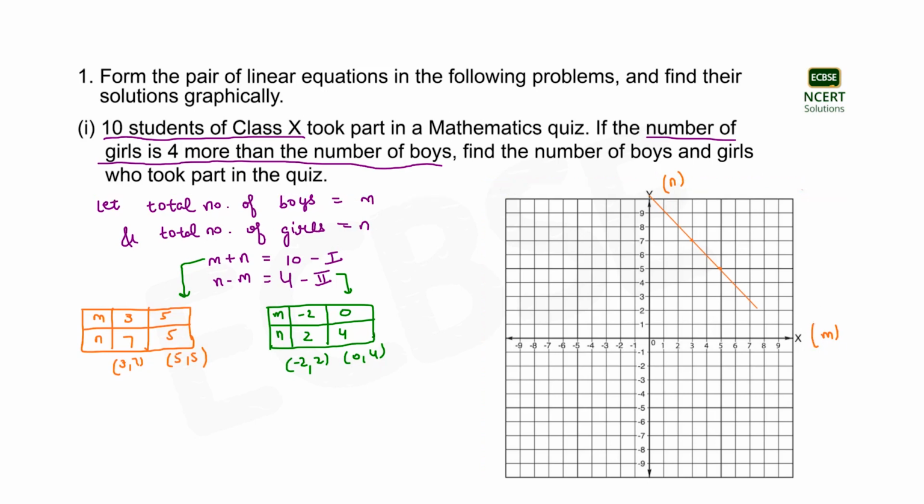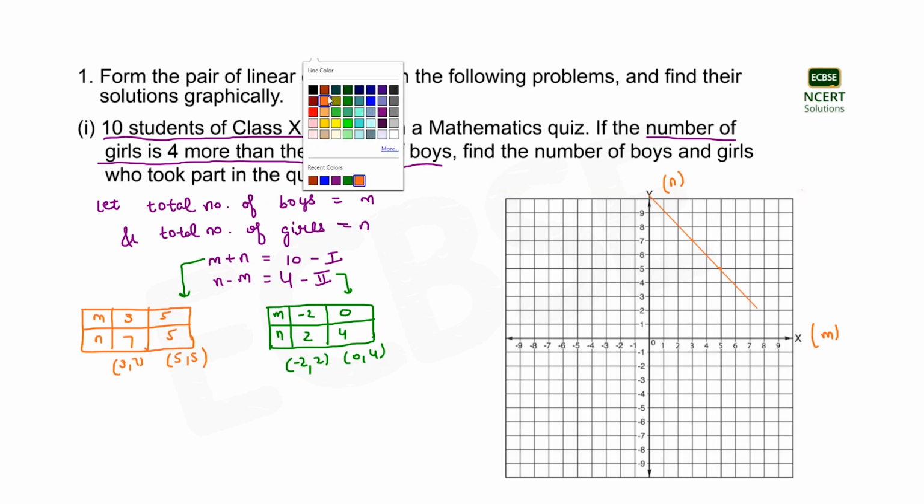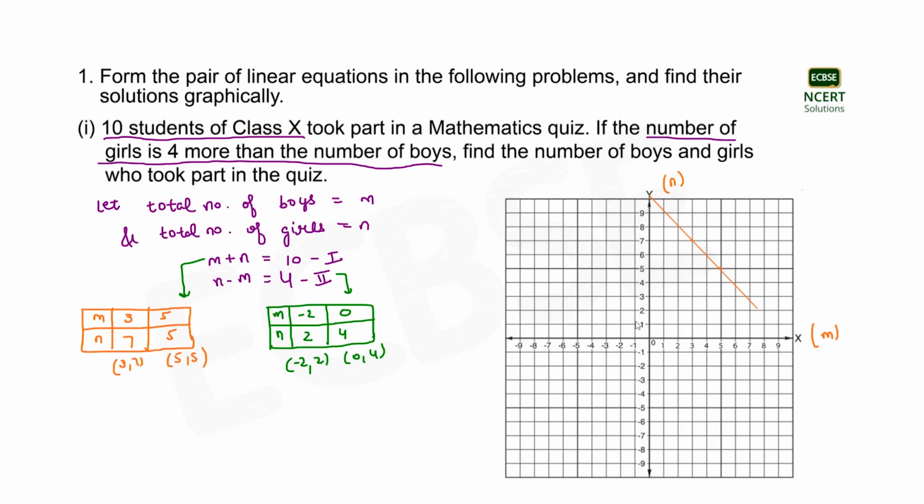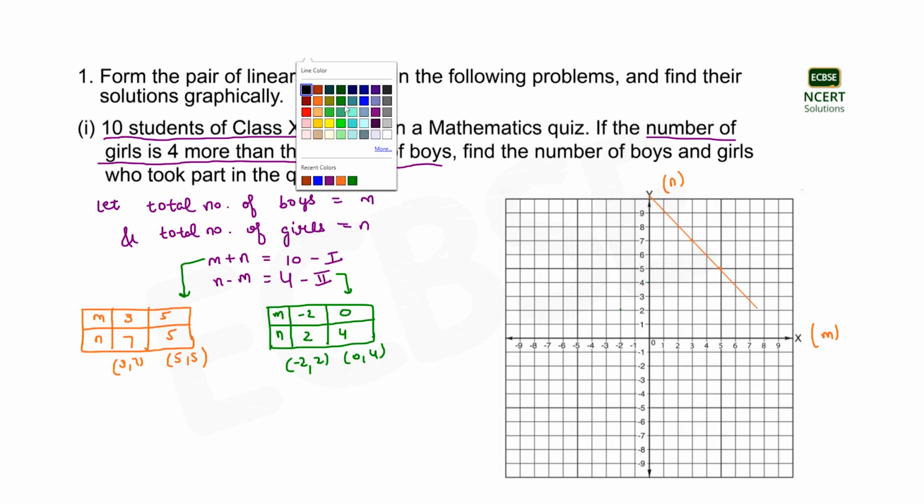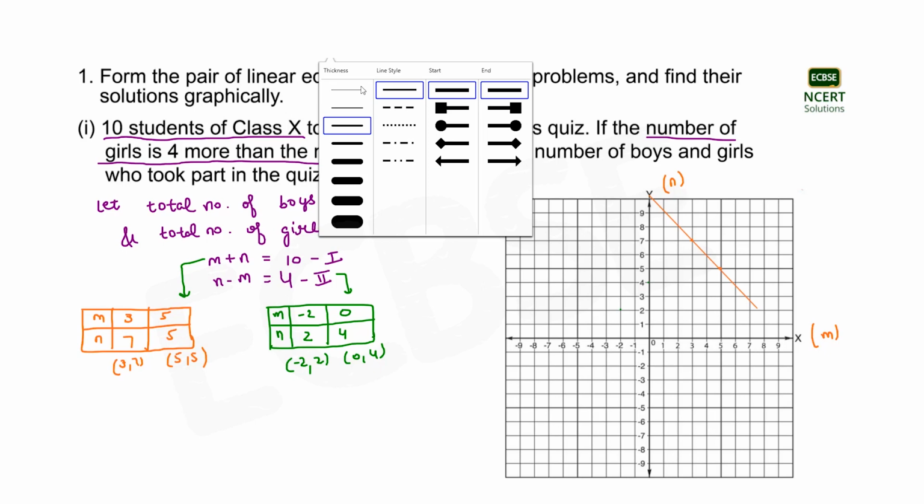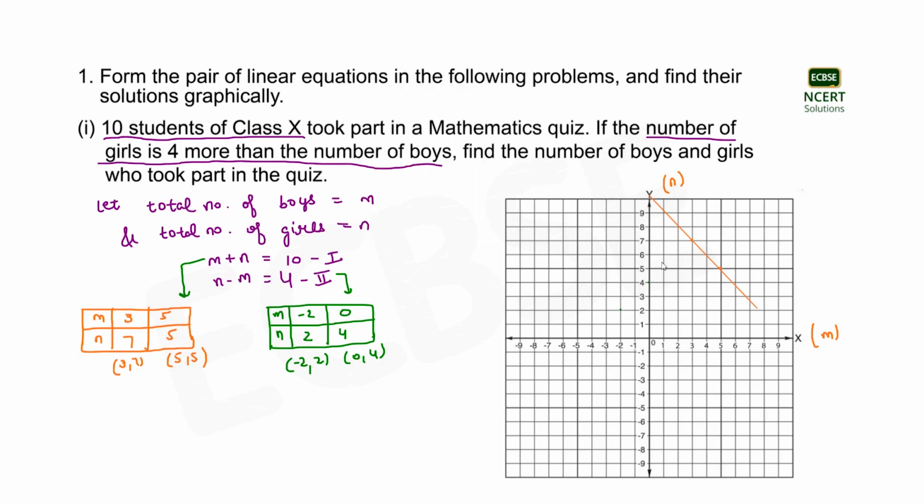Now coming to the second linear equation, and by viewing the table which we have drawn for the second linear equation and marking the points, that is minus 2, 2, which is this point, and 0, 4, which is this point. Now the second step is to draw the line which will pass through these 2 points. That line will represent the second linear equation. So this point and this point.